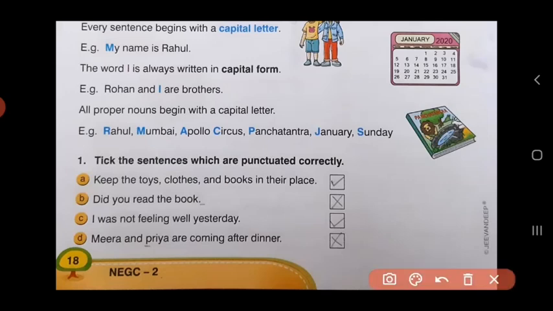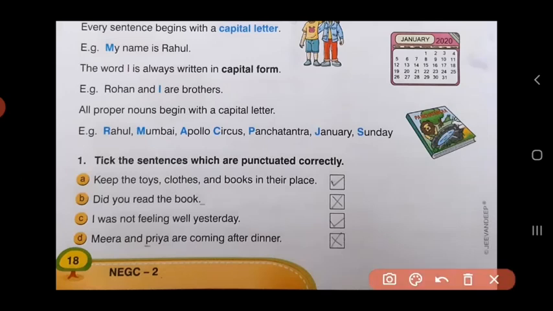Let's start with the first sentence. Keep the toys, clothes and books in their place. Now let's check this sentence. The first rule is the start of the sentence should always be a capital letter, which is correct. Next is the end of the sentence should be a full stop. And third one, here you have 3 different things separated by commas. So this means that the sentence is punctuated correctly. So put a tick mark in the box.